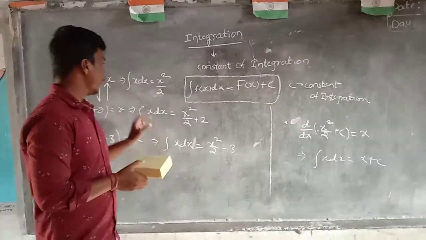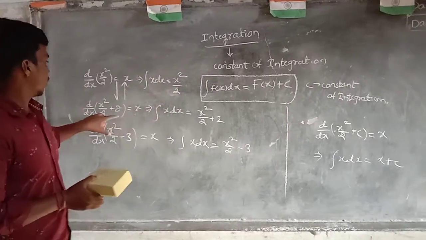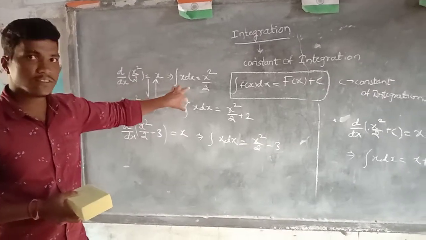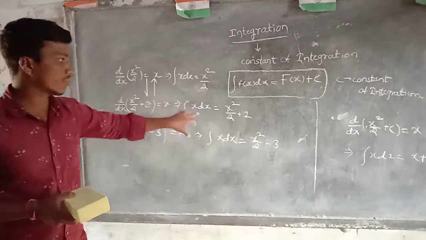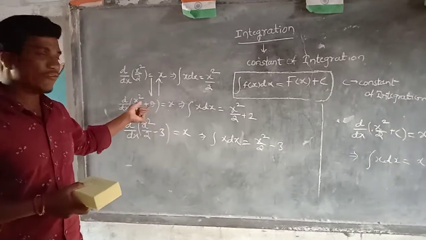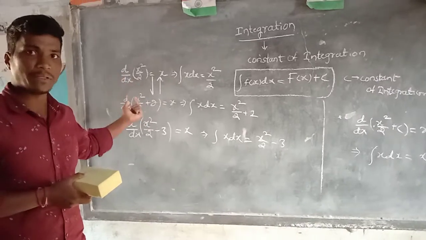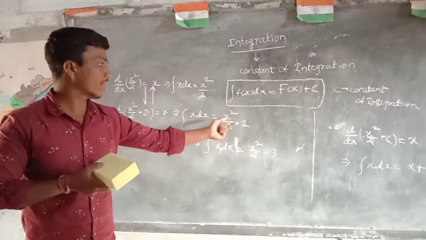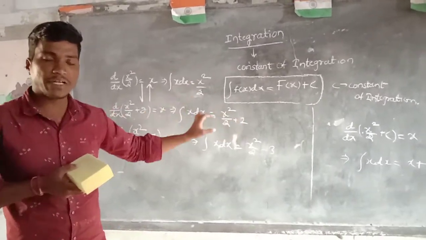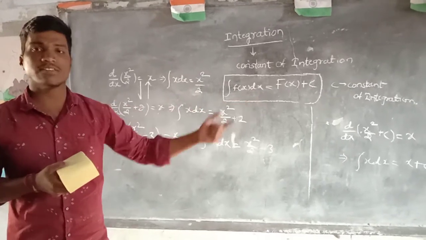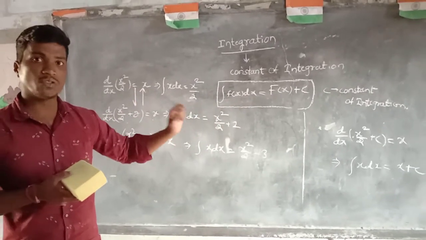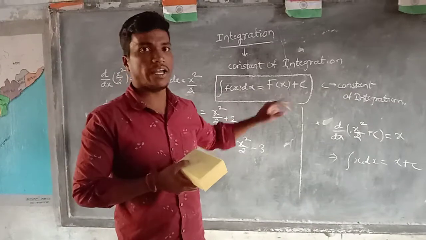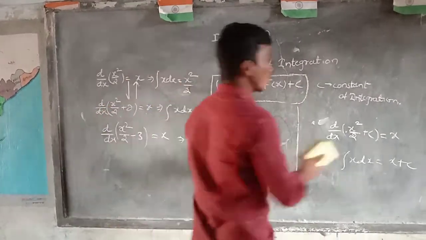I will repeat once again. Here the derivative of this is this, and the integration of this is this. But when we add a constant to the function and take the derivative, then coming back to the antiderivative we get some constant. So with respect to the constant we write plus c. It is a must to put this in every formula of integration, that is f of x plus c. So this is about the constant of integration.